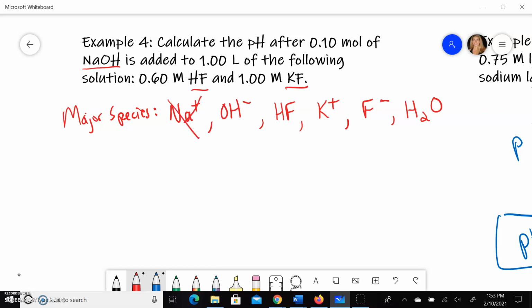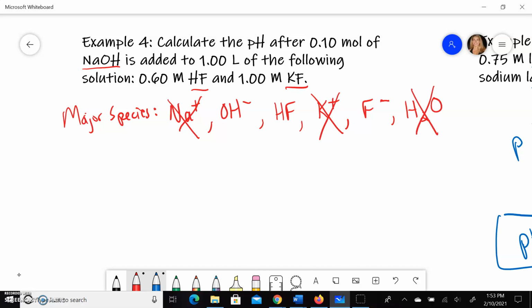So the sodium has nothing that it can do. Same thing for the K+. It can bond to hydroxide or fluorine, but they would immediately break apart. The water is pretty insignificant because the Ka value for HF is much higher. And now we have three things that we need to figure out what to do with.